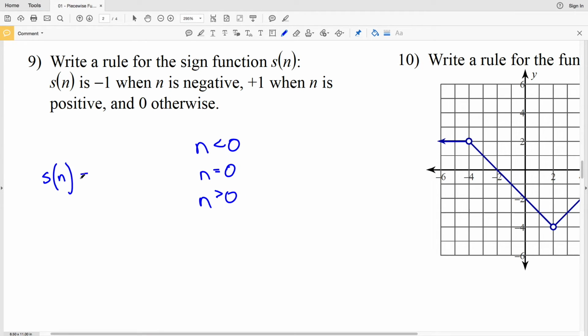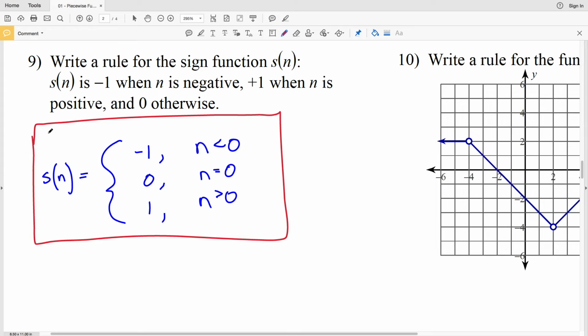Now, s of n, it states that when n is negative, so for n less than 0, we're going to be at -1. When n is positive, we're going to be at +1, and otherwise, so when n is not negative and when n is not positive, meaning n is equal to 0, it states that we're going to be at 0. So s of n equals -1 for n less than 0, 0 for n equal to 0, and 1 for n greater than 0. That is our piecewise function in number 9.